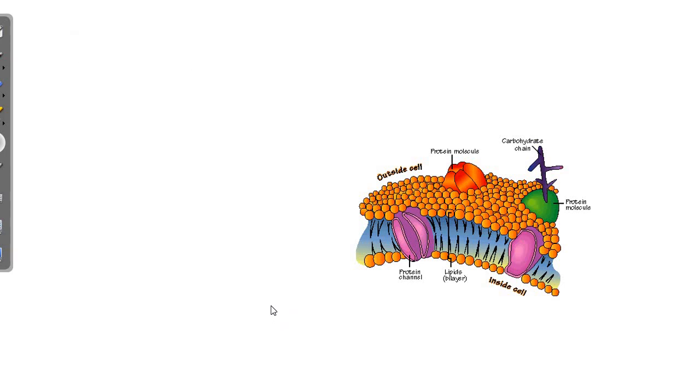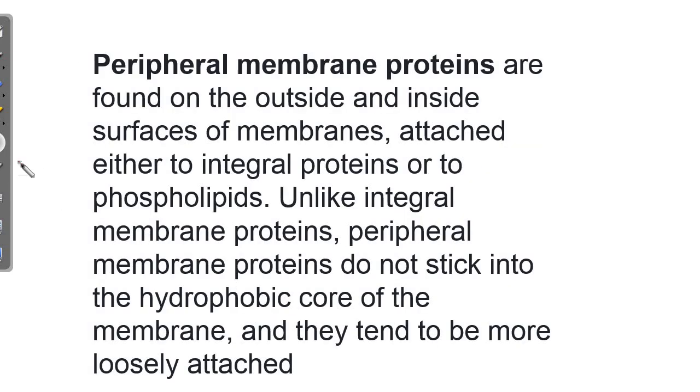Next up, we have the peripheral membrane proteins. They are found on the outside and also inside of the membranes, attached either to integral proteins or to the phospholipids. But unlike integral membrane proteins, peripheral proteins do not stick into the hydrophobic core of the membrane. They tend to be more loosely attached because, as the name suggests, they are peripheral proteins.